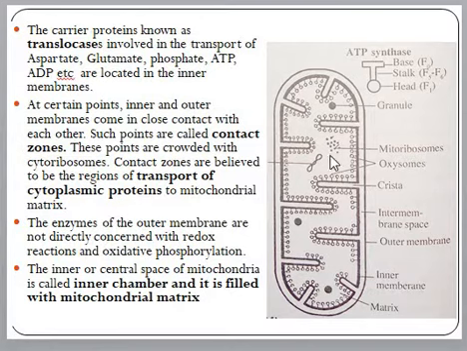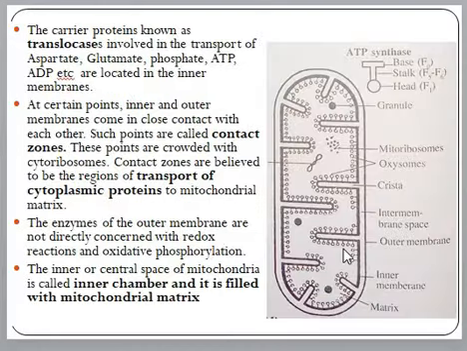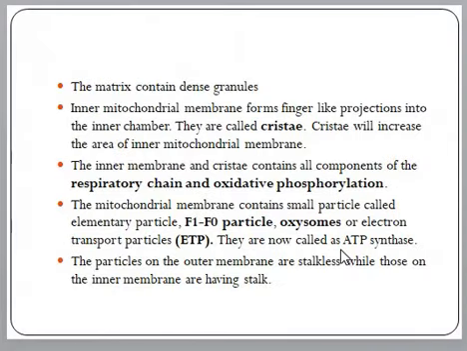As I told you, the space between the inner and outer mitochondrial membrane is called the outer chamber or perimitochondrial space, whereas there is an internal cavity within the inner membrane. This internal cavity is called the matrix of mitochondria, and it is filled with a fluid called mitochondrial fluid or mitochondrioplasm. This matrix contains dense granular structures.